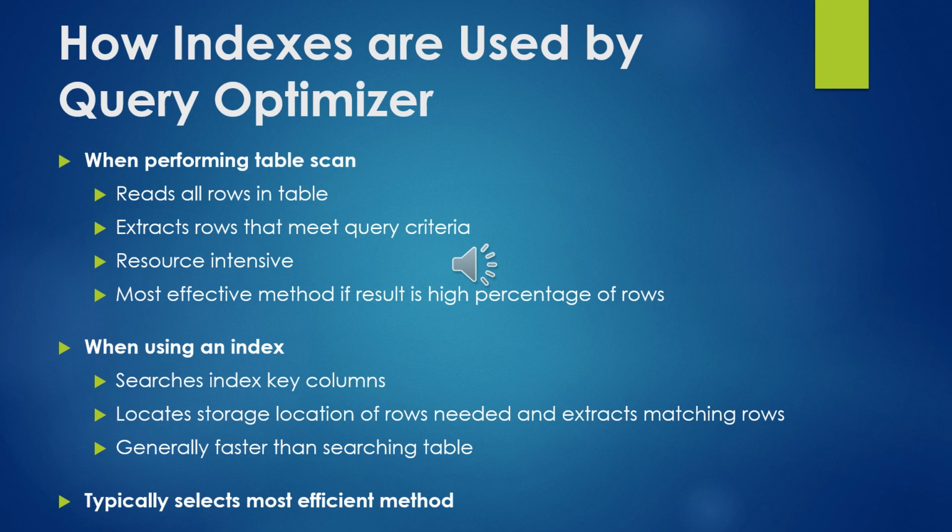When the Query Optimizer uses an index, it searches the index key columns, finds the storage location of the rows needed by the query, and extracts the matching rows from that location. Generally, searching the index is much faster than searching the table because, unlike a table, an index frequently contains few columns per row and the rows are in sorted order. The Query Optimizer typically selects the most efficient method when executing queries. However, if no indexes are available, the Query Optimizer must use a table scan. Your task is to design and create indexes that are best suited to your environment so that the Query Optimizer has a selection of efficient indexes from which to select.